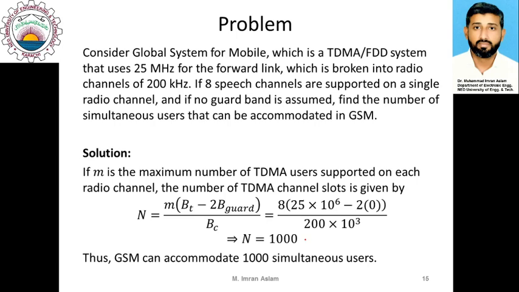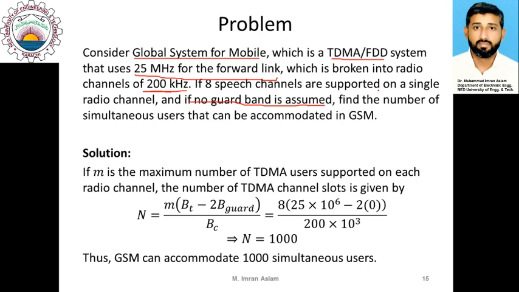So let us take a simple problem related to a TDMA FDD based system, which is actually the representation of the GSM system. The GSM system generally uses a TDMA FDD system. So if we have 25 megahertz for the forward link, which is broken into channels of 200 kilohertz, so each channel requires 200 kilohertz, and we do not have any guard band. It is assumed that there is no guard band in the system as well.